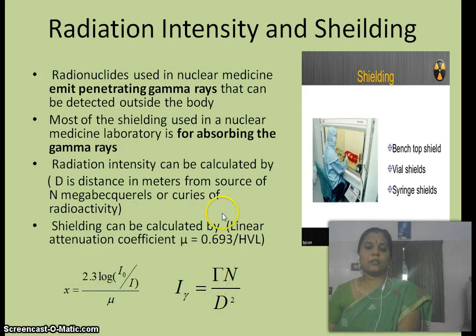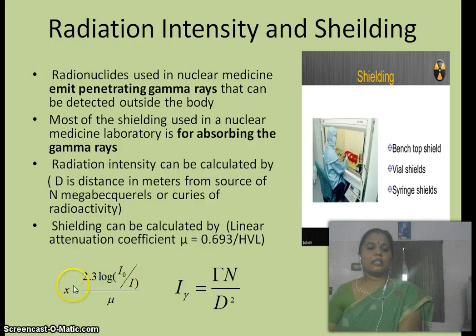Gamma is a constant for a specific radionuclide material, N is the source of the radioactive material, and D is the distance between the source and the patient. Here X is the thickness of the shielding, which can be evaluated from the intensity: this is the initial intensity, and this is the intensity after absorption by the material. From the ratio of intensities, after taking the log multiplied by 2.3, and mu is the linear attenuation coefficient.